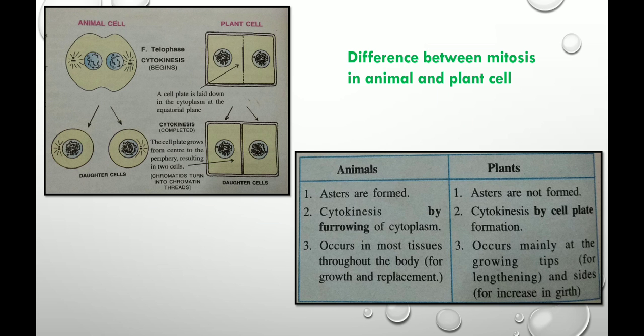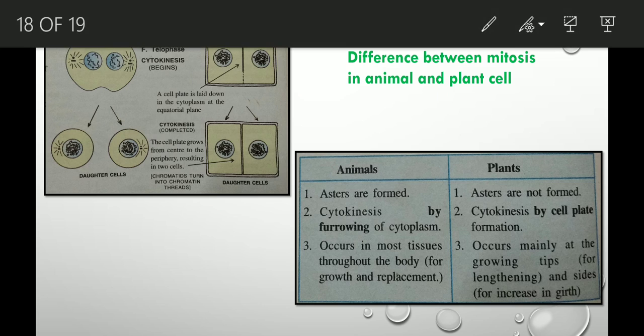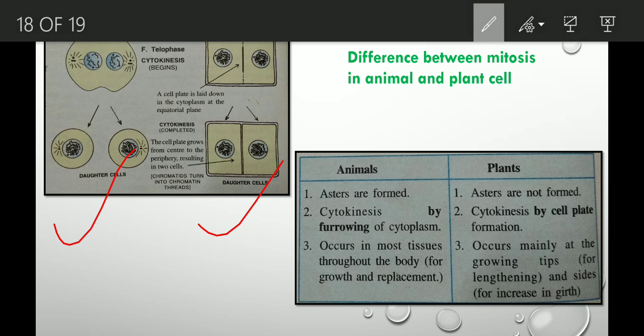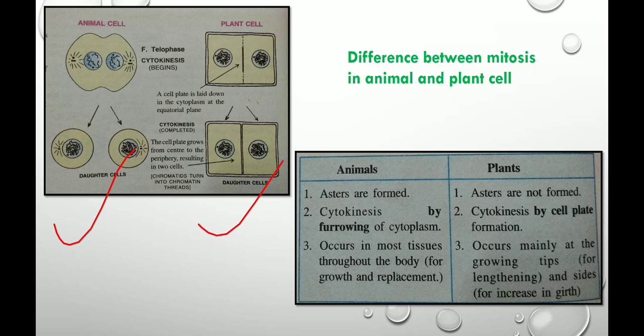Now, as I have told you earlier, most of the portion of mitosis is the same in animal cell and plant cell, but there are two to three differences. What are the differences? If you look at the picture, see, this is the animal cell and this is the plant cell. First one is, asters are not present in case of plant cells. Asters are present in case of animal cells, but in plant cells, asters are not present. Moreover, in case of animal cells, cytokinesis, that means the division of cytoplasm, occurs by the formation of a furrow. A cleavage furrow forms. In this way, the cytoplasm gets divided.